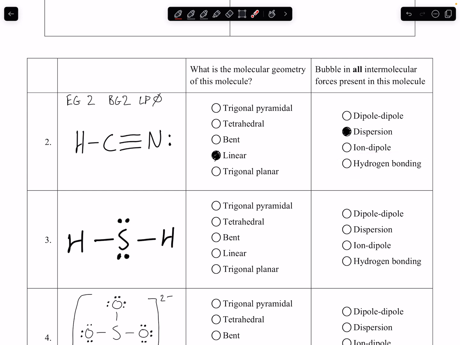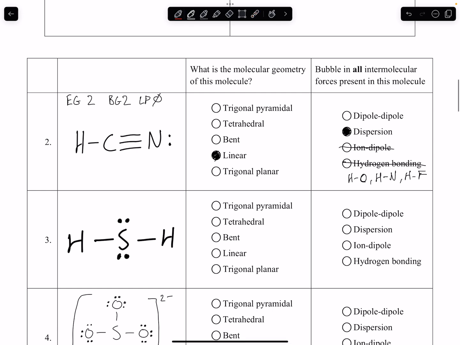Hydrogen bonding, though, would be a hydrogen attached to oxygen, hydrogen and nitrogen, or hydrogen bonded to fluorine. Those are the only 3 times that we have hydrogen bonding. So this does not have that. It has hydrogen bonded to carbon, not the nitrogen. So there's no hydrogen bonding here.